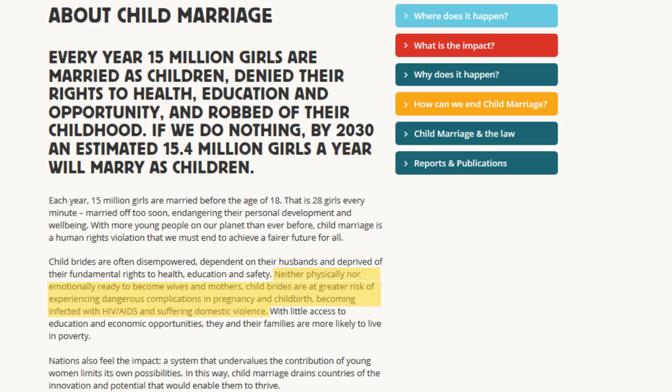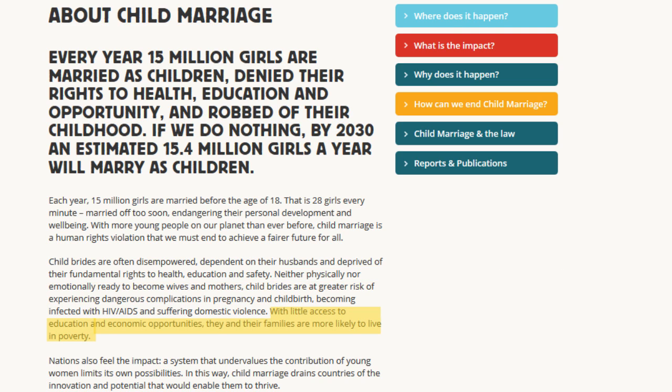"Neither physically nor emotionally ready to become wives and mothers, child brides are at a greater risk of experiencing dangerous complications in pregnancy and childbirth, becoming infected with HIV/AIDS, and suffering domestic violence." Okay, so we have the implicit reason that childhood and marriage do not appropriately go together. And now we see child brides are at a greater risk of those three things. We get there three reasons.